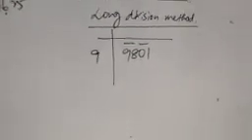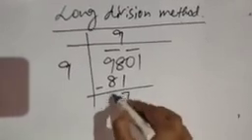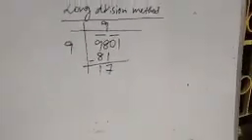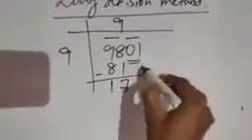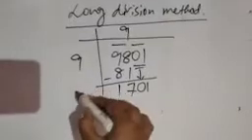So let's take 9. 9 nines are 81. Subtract, this is 17 and this is 1. Clear? Now the next two digits will come down, that is 01. Clear? Next, this is step number 1.